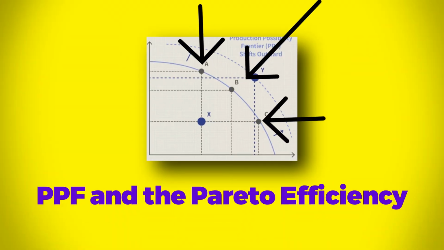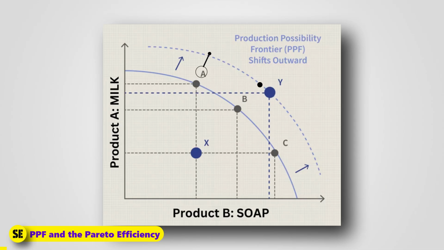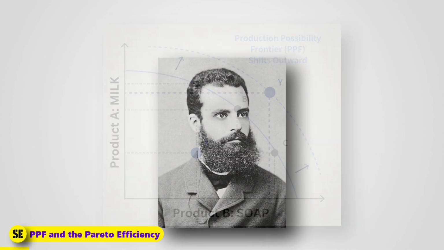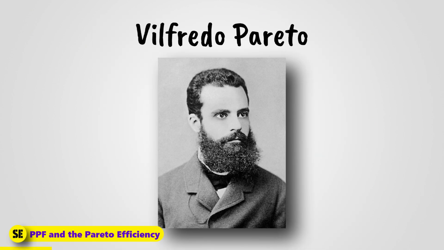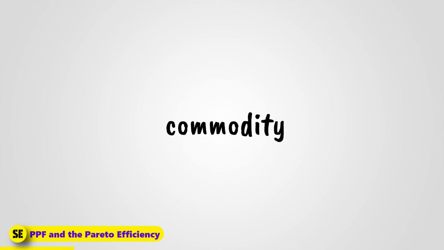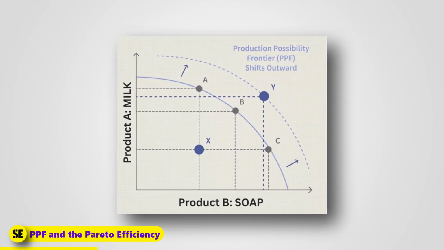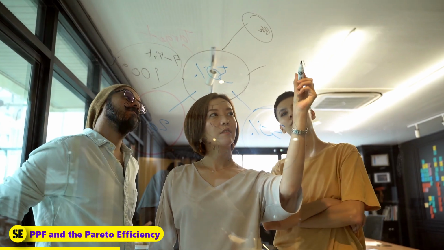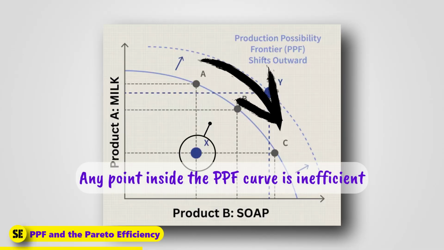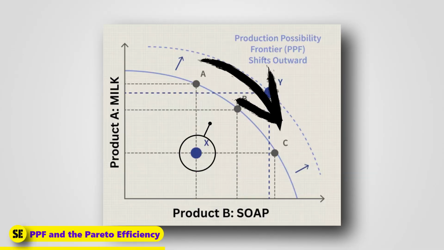PPF and the Pareto Efficiency. The Pareto Efficiency is a concept named after Italian economist Vilfredo Pareto. It measures the efficiency of commodity allocation on the PPF curve. According to the Pareto Efficiency, any point inside the PPF curve is inefficient as it produces a lower total output of commodities than the output capacity.